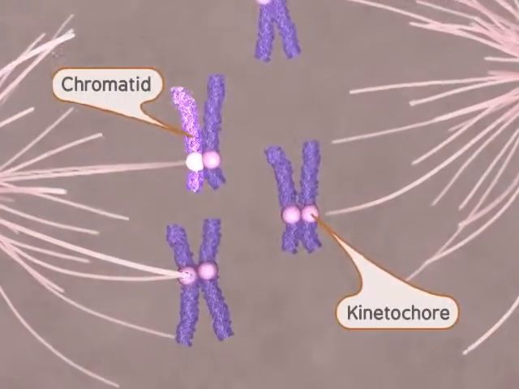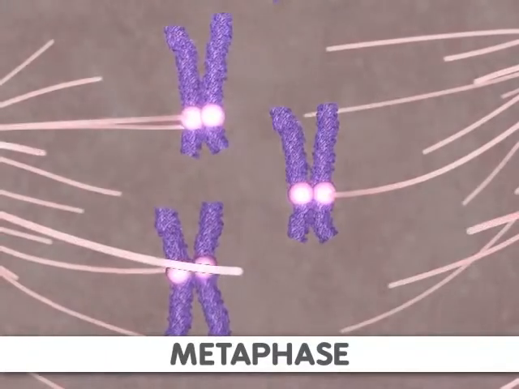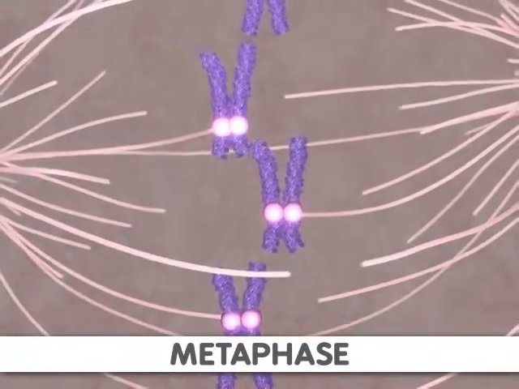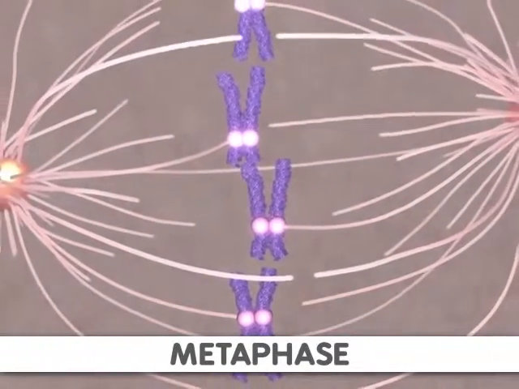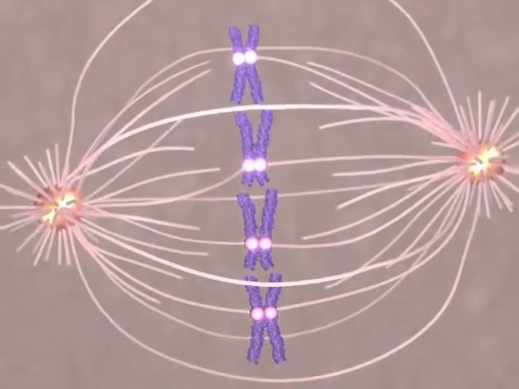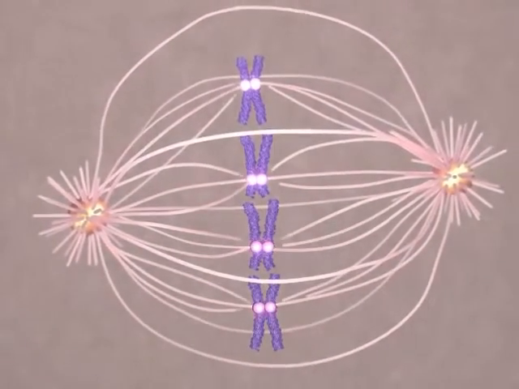Next comes metaphase. During this stage, the sister chromatids align along the center of the cell so that both chromatids face toward opposite poles of the cell. Now the sister chromatids are ready to be separated. This occurs during anaphase through a shortening of the microtubules attached to the kinetochores.